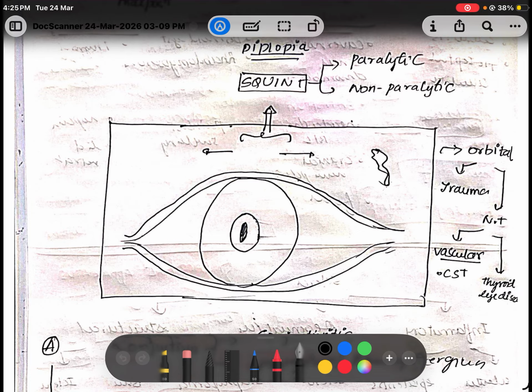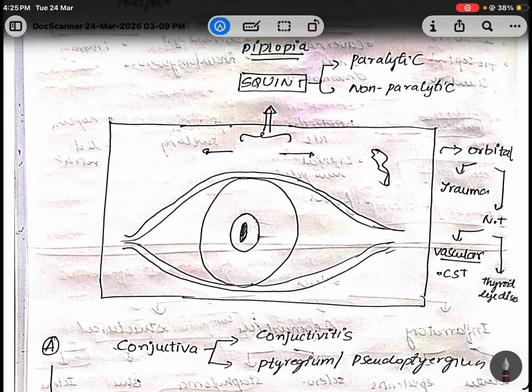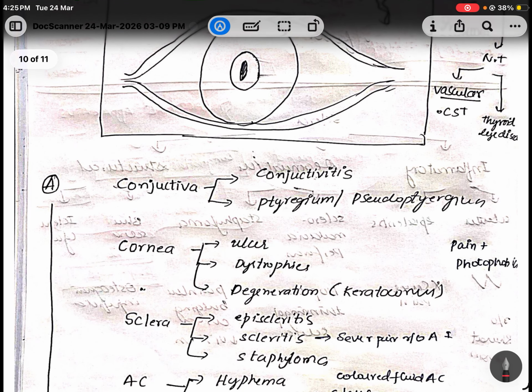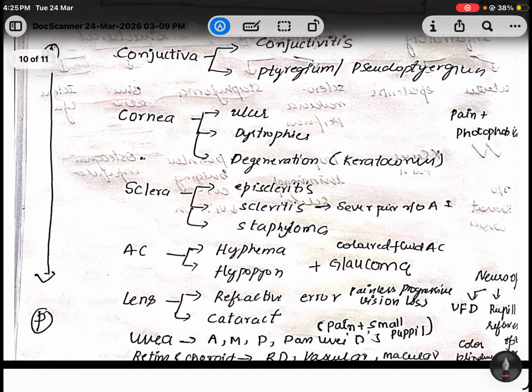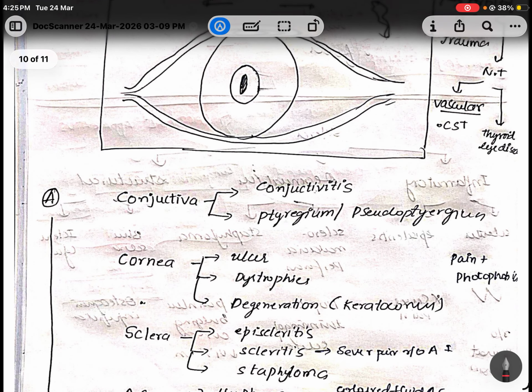What I mean is, if you consider the eye, first having an anatomical mind map is pivotal in dealing with any of the diseases. So from anterior to posterior, let us first list out what we see. First is the conjunctiva. What are the diseases you have seen in conjunctiva? One is conjunctivitis, and pterygium and pseudopterygium. So we will be dealing with these diseases.